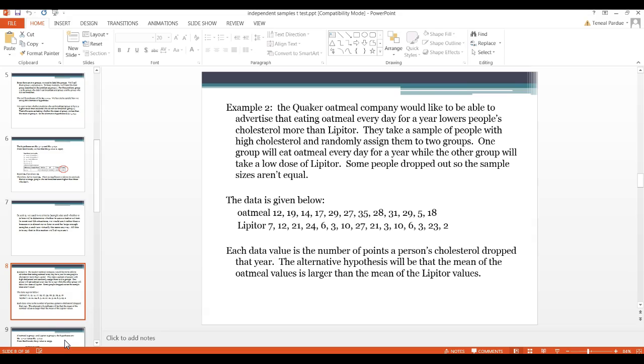All right, so for a second example, we've got two groups of people who have high cholesterol, and we're randomly assigning some of them to eat oatmeal and some of them to take Lipitor for a period of time. And we want to know, is there a difference in the results from that?